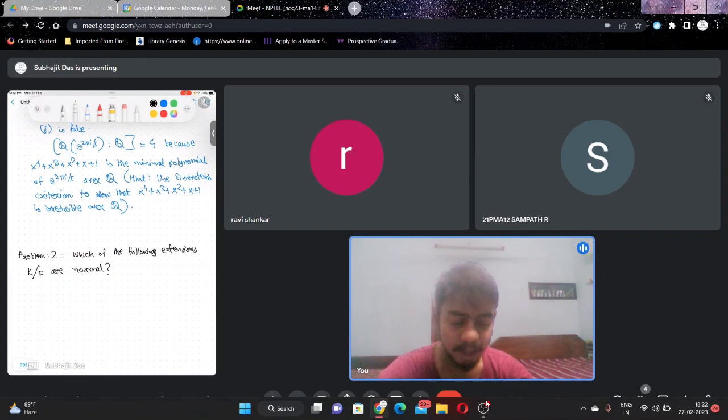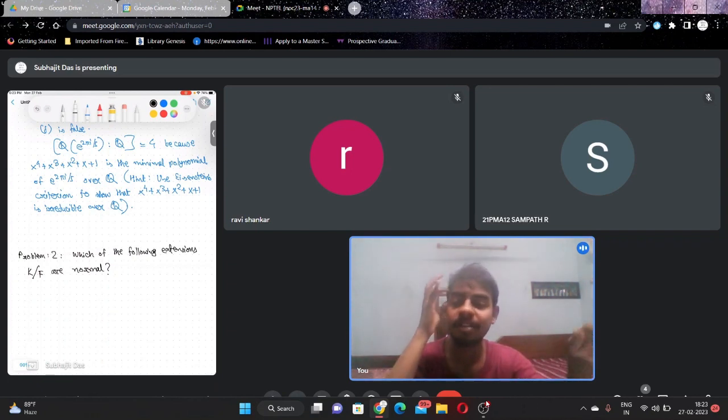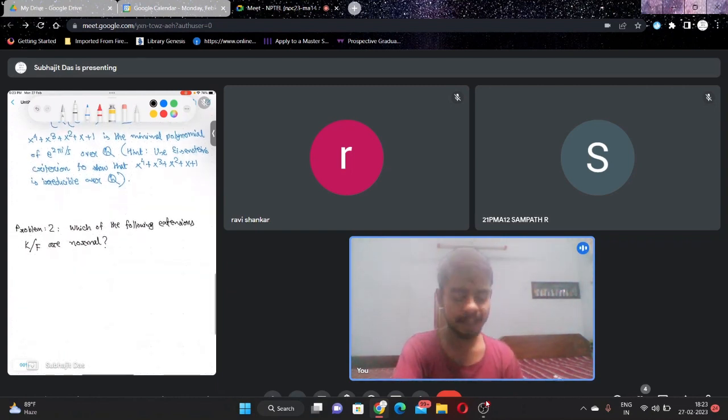And there are various ways of characterizing normal extensions as well. One of the ways is to say that if your extension, in addition to being normal, is also finite, then a finite normal extension is precisely a splitting field of some polynomial over the base field. So we just need to figure out which of these extensions are normal.